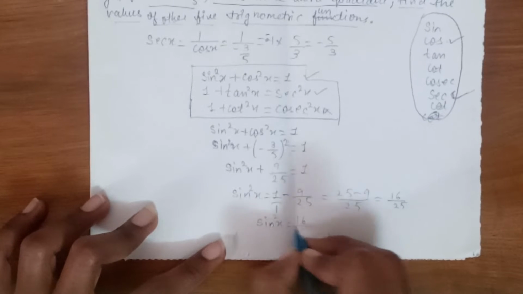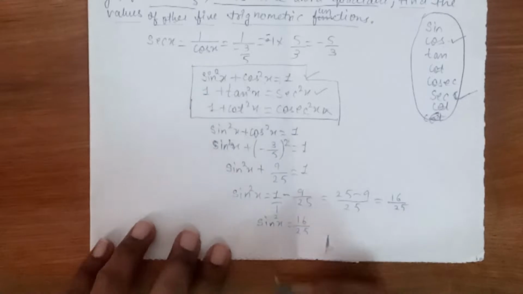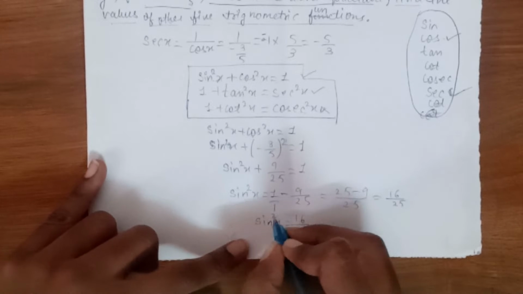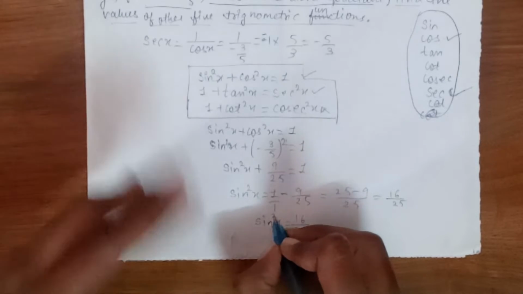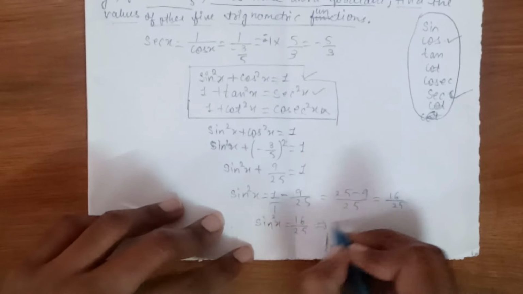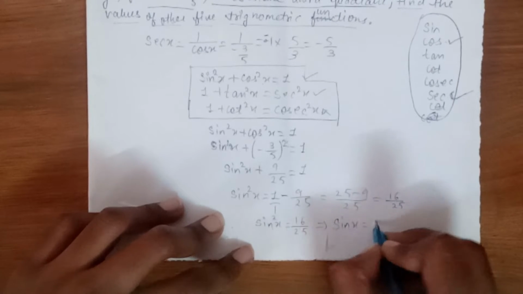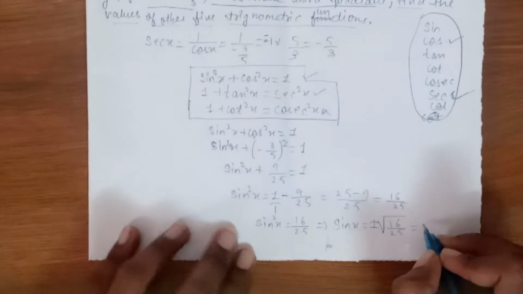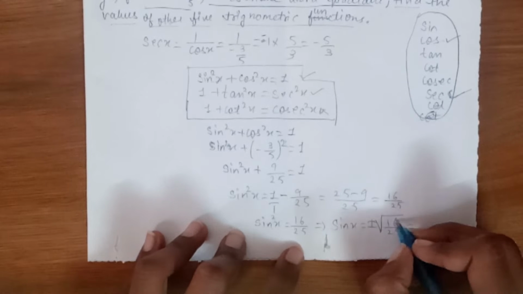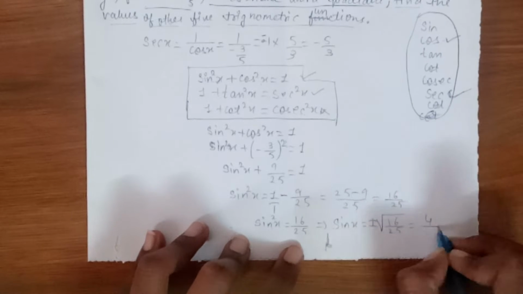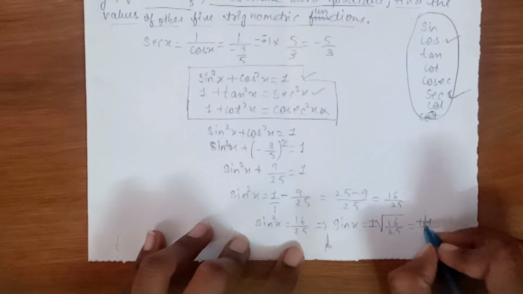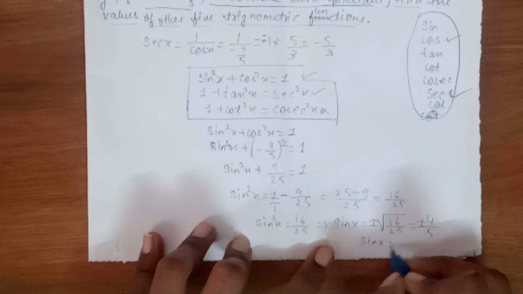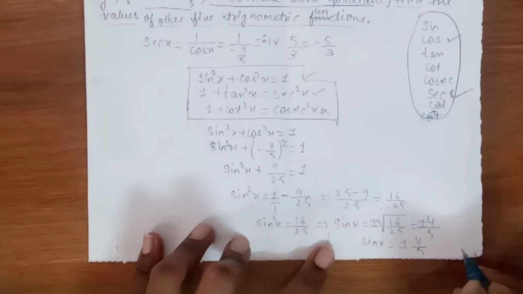So what did we get? 16 by 25. What we need is just the value of sine x, not sine square x. So whenever sine square is on the left hand side and goes to the right hand side, it becomes a root. Under root 16 by 25 becomes plus or minus. We know square roots: the square root of 16 is 4 and of 25 is 5. So plus or minus. We need to know whether the sin x value is plus 4 by 5 or minus 4 by 5.